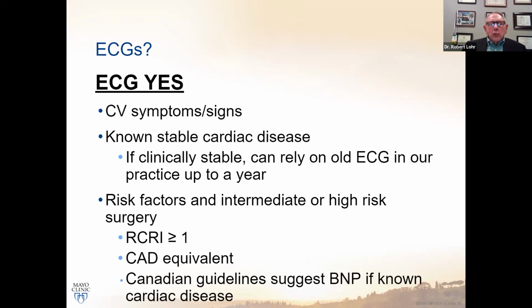You also should do an ECG if there are risk factors and it is either intermediate or high risk surgery. High risk would be vascular surgery of pretty much any kind. Intermediate surgery is most of what's in between the high and the low risk. It's the orthopedic, the urologic, the general surgical, abdominal procedures, pulmonary procedures, and so forth.